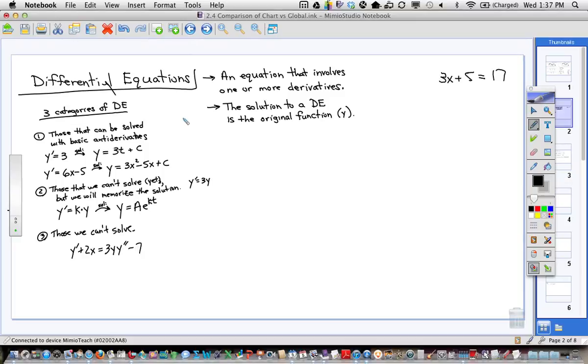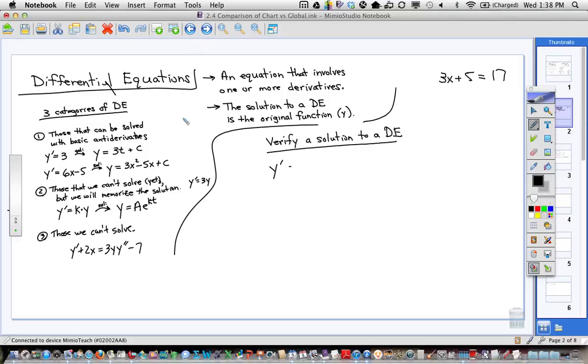is what I was just mentioning there about verifying a solution to a differential equation. All right? So it might look like this. Matter of fact, several of your homework problems are going to work with this very same differential equation. So we're given y prime equals 1 over 2y.